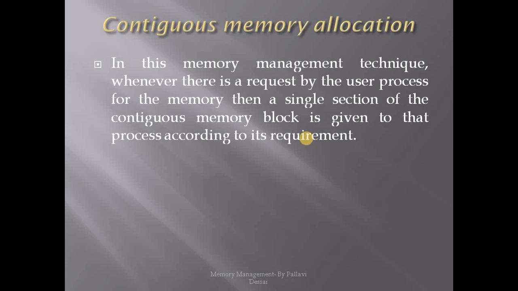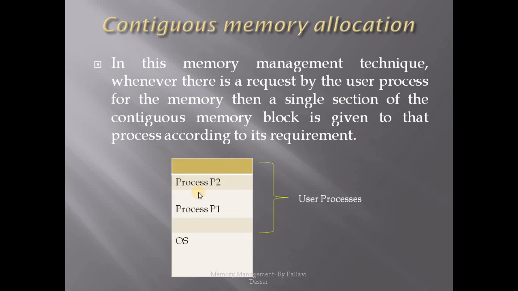In contiguous memory allocation, which is a memory management technique, whenever there is a request by the user process for memory, then a single section of the contiguous memory block is given to the process according to its requirement. So here you can see the memory is divided into two parts. The first part of the memory is given to the operating system and the second part is given to the user processes. As the processes arrive, the memory is allocated to the processes.